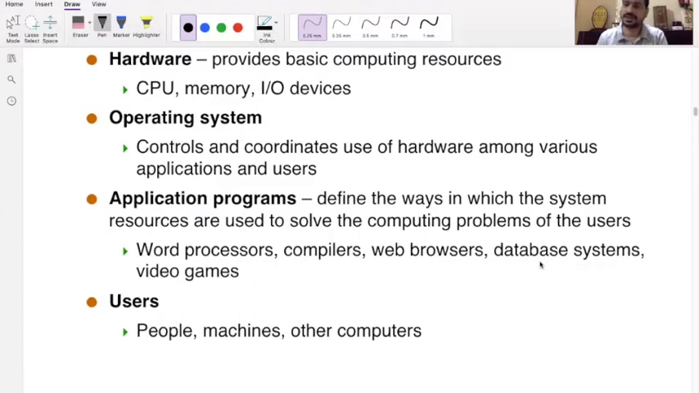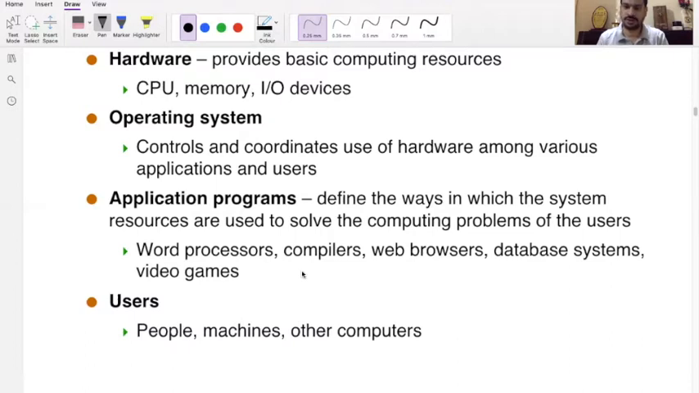Database systems, let's say we are installing Oracle and so on. We are installing some video games. All those come under the category of application program. They define the way in which the system resources are used to solve the computing problem of the user. Let's say I am the user of the computer system and I don't have any application program, so what is the use of the computer for me?